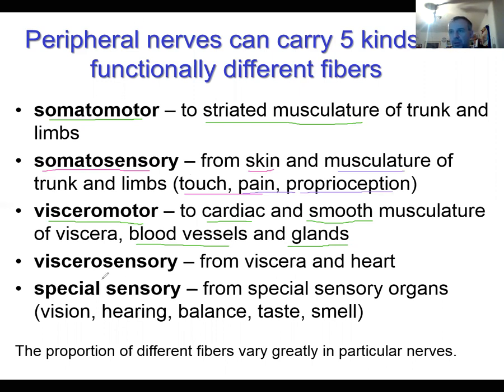Then we have the visceral sensory, so the same, coming from the organs and the heart and vessels as well. And of course, do not forget the special sensory from special sensory organs. And so one nerve can contain nearly all these kinds of fibers.